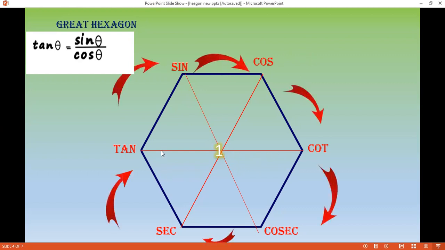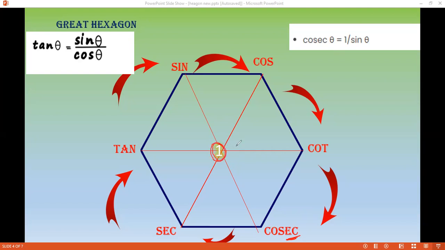These should be in clockwise order, because we are starting with the tan and going clockwise. Okay, got it? Now let us observe what cosec theta is. You can observe here, cosec theta is equal to 1 upon sine theta.